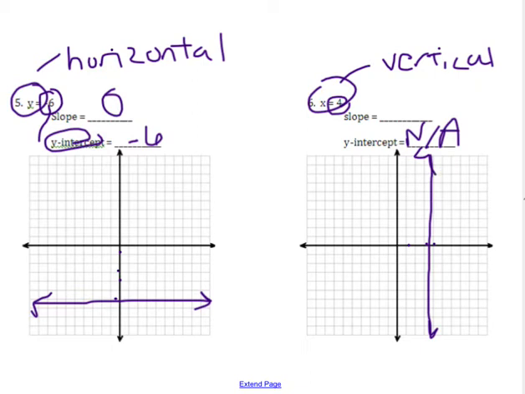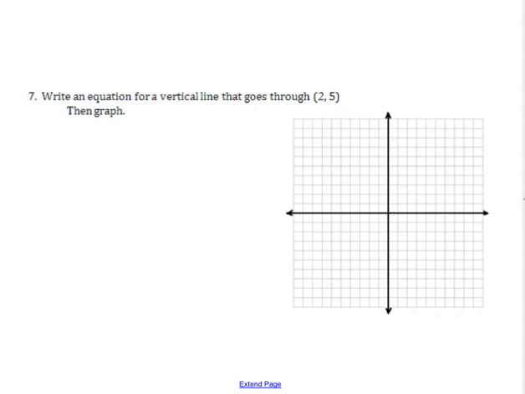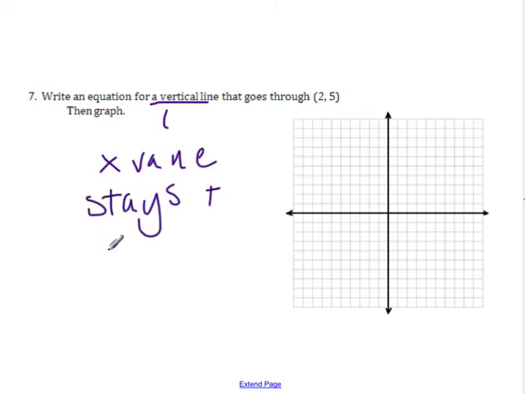Now let's take a look at number 7. It's kind of a tricky problem at first, but then it actually turns out to be pretty easy. It says, write an equation for a vertical line that goes through (2, 5). So you're probably thinking to me, Miss Humbert, when we graphed a line in class, we needed 2 points. How am I supposed to do this? Well, if it's a vertical line, that means no matter what x value you have, the x value is going to stay the same. Vertical lines, the x value stays the same.